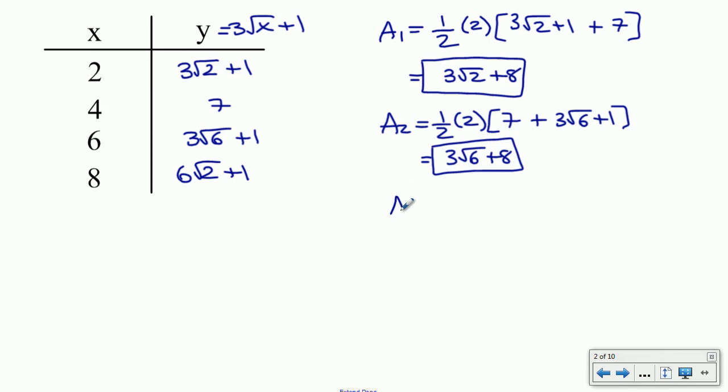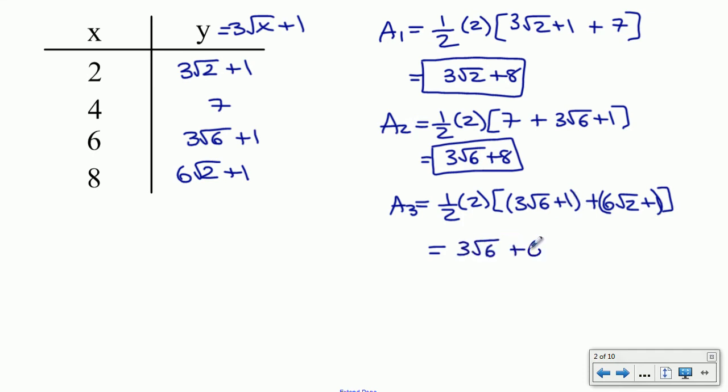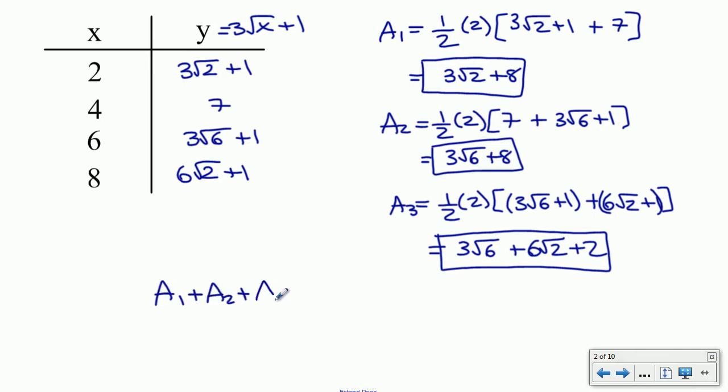For area 3, we're going to have 1/2 times h, which is 2 again, times 3 root 6 plus 1, plus 6 root 2 plus 1, and we'll simplify that a little bit. 2 divided by 2 is 1. Add the 1's together, so we're going to have 3 root 6 plus 6 root 2 plus 2. So now that we have our three little areas, we're going to add them up, a1 plus a2 plus a3, and we'll eventually get 9 root 2 plus 6 root 6 plus 18. So we just add the root 2's together. 3 plus 6 is 9.